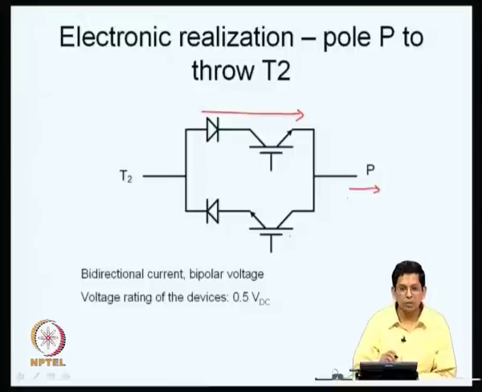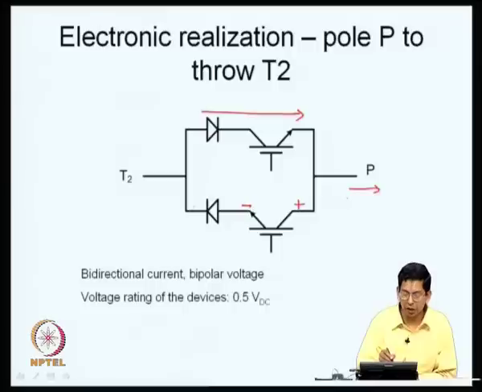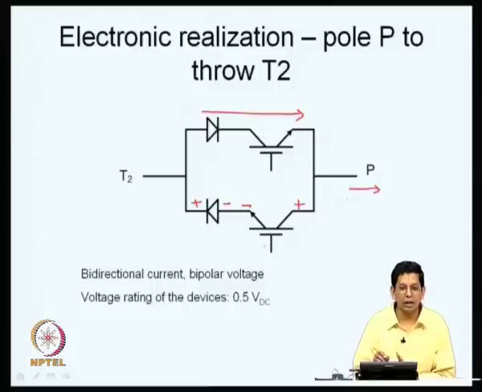How about the voltage blocking? These two devices are in the off state. This is capable of blocking a voltage where the collector is positive with respect to the emitter. This diode is capable of blocking voltage where the cathode is positive with respect to the anode. So, together you can say that these two devices in series can block any bipolar voltage signal. This is what we need, the 4-quadrant switch.